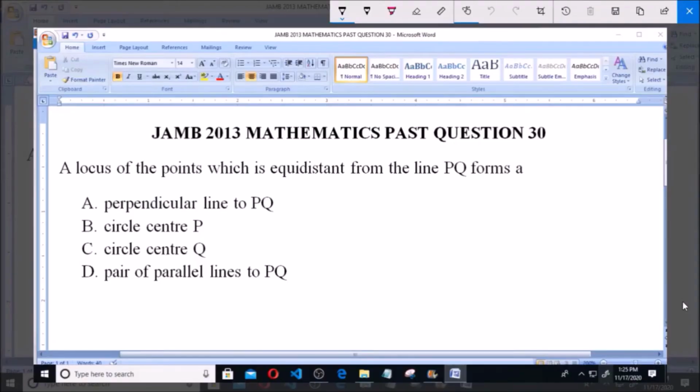I'll be answering JAMB 2013 Mathematics Past Question 30. A locus of the point which is equidistant from the line PQ forms A, a perpendicular line to PQ, B, a circle with center P, C, a circle with center Q, and D, a pair of parallel lines to PQ.